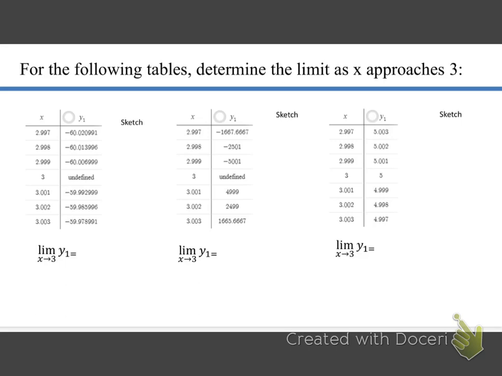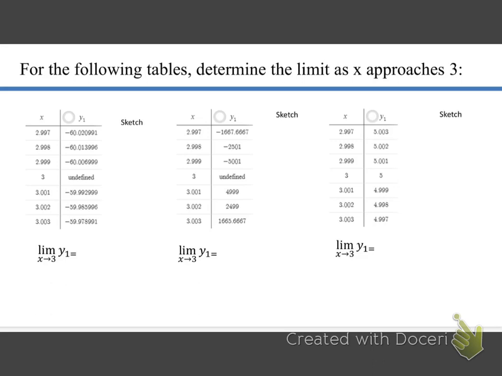Now on this slide we have 3 different tables, and the directions say for the following tables, determine the limit as x approaches 3 for each of these 3 different tables. And I've given you some room out to the side to sketch a graph. For me personally, a picture does a lot more than a table. For some reason my brain doesn't appreciate the table values as much as it does a graph.